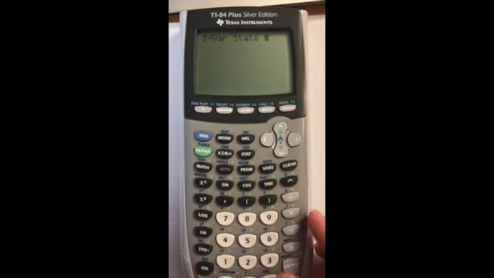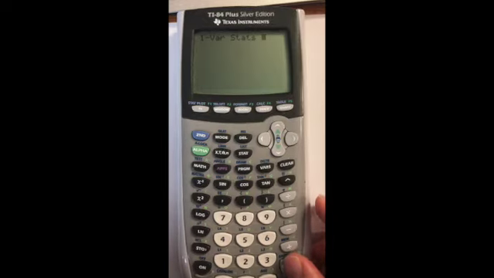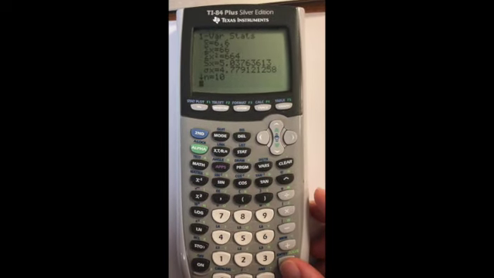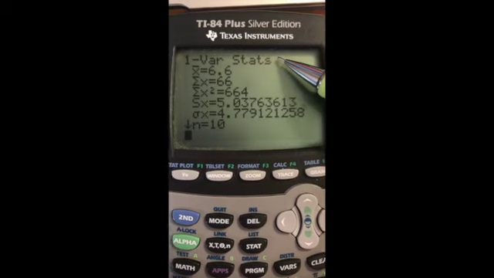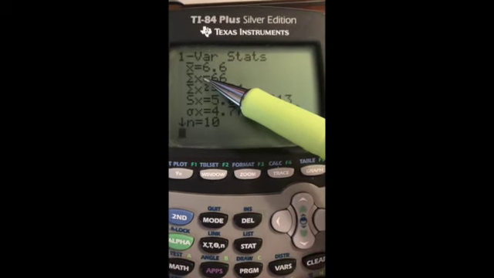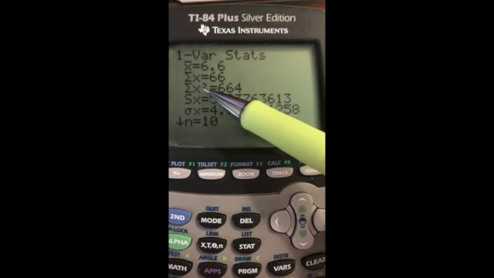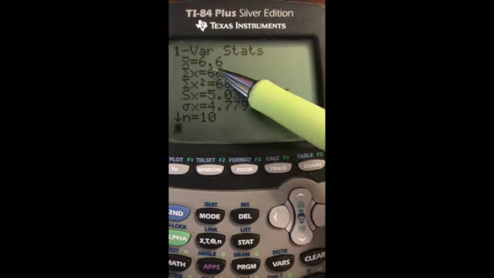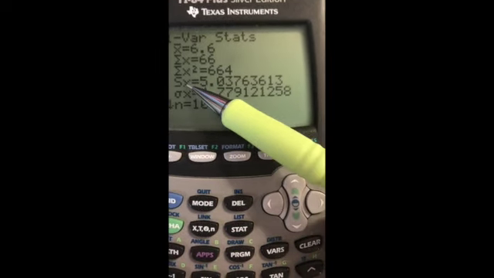You're going to type 1, and because we're in list 1, it will automatically pick up list 1, and there's your number. Just want to be very clear. In first var right here, that is the average, x bar. This is the summation of x, which means adding all the terms together. That's 66. This is x squared, that means this squared. And then this is the sample standard deviation.